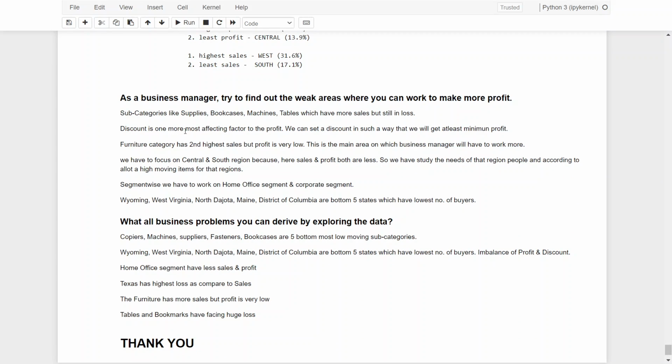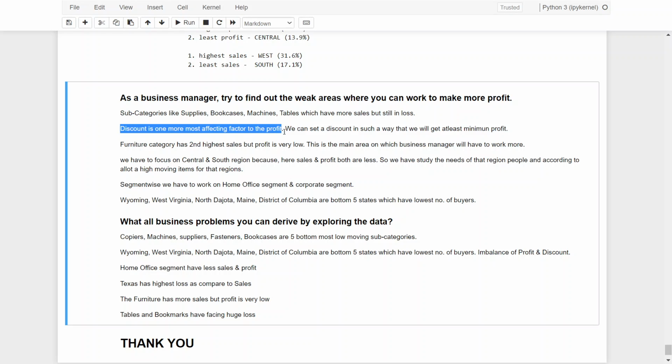What you can see is that discount is the most effective factor for the profit. So we can set a discount in such a way that we will generate at least a minimum profit. Okay, so based on that we will give the discount.